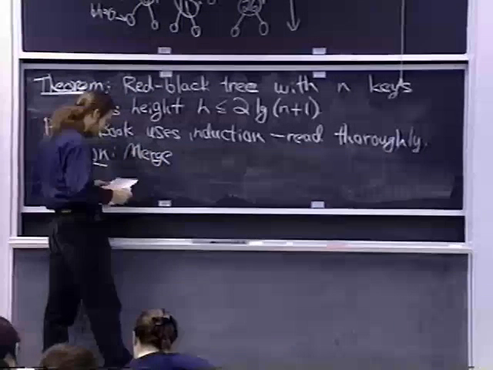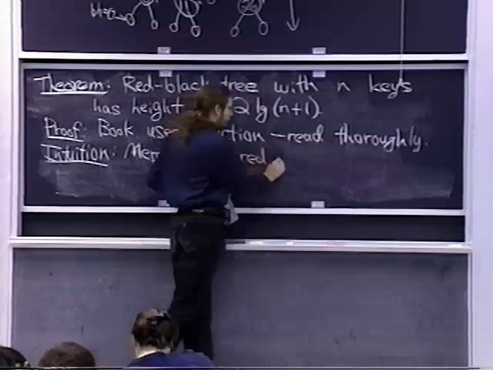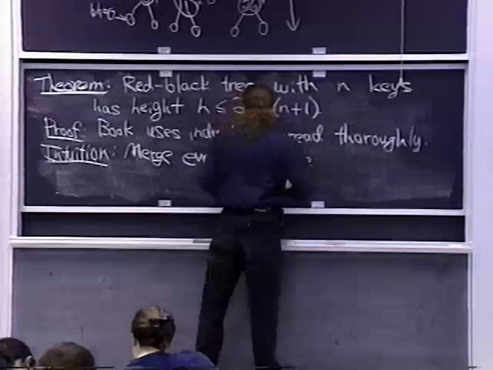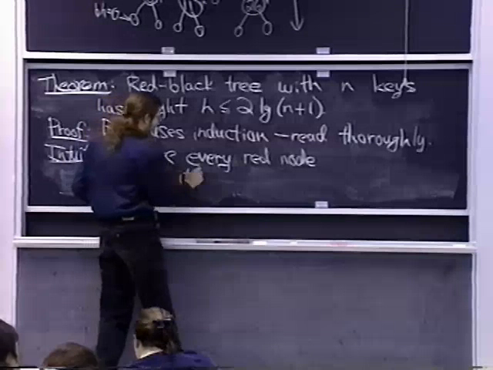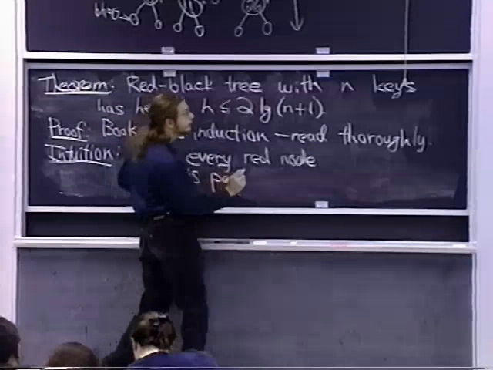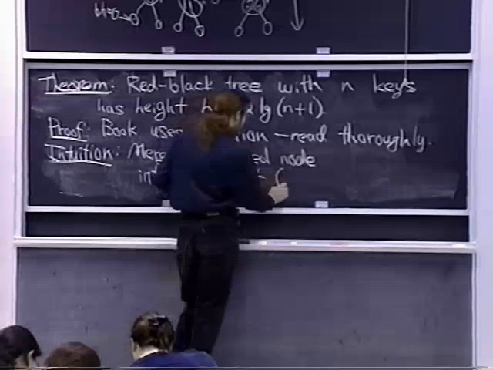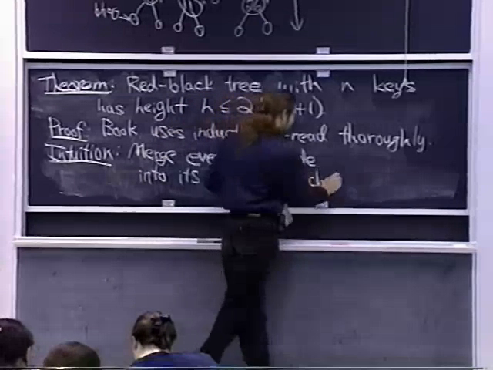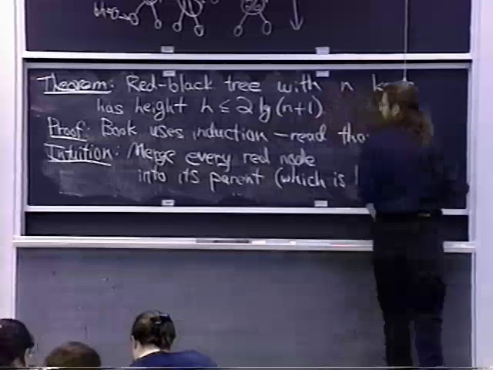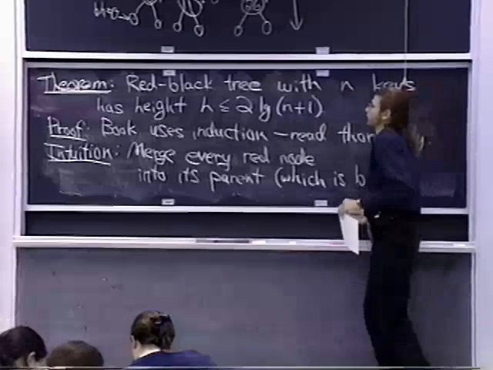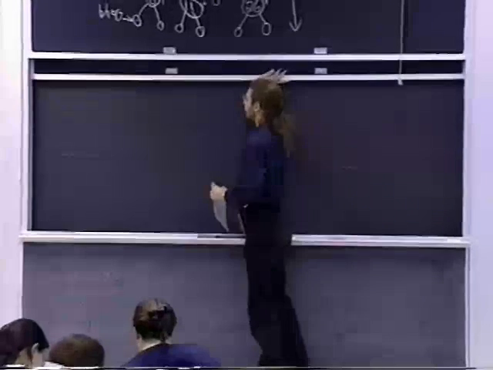So I'm going to merge every red node into its parent. And the parent is black by property 4. Okay, so this is within the proof, but this will be useful for understanding what's going on.